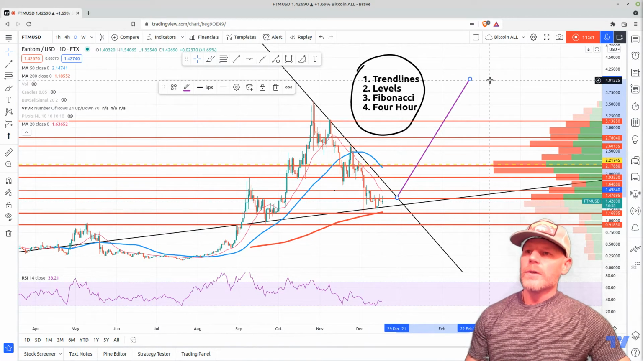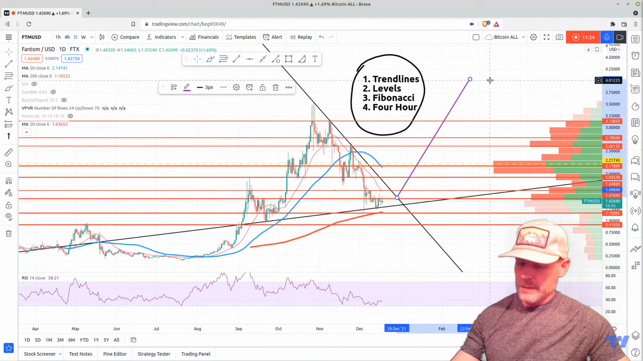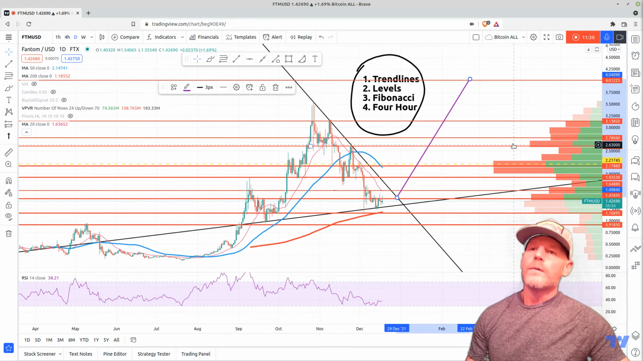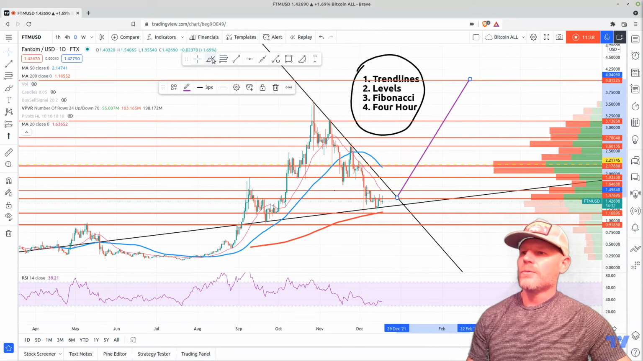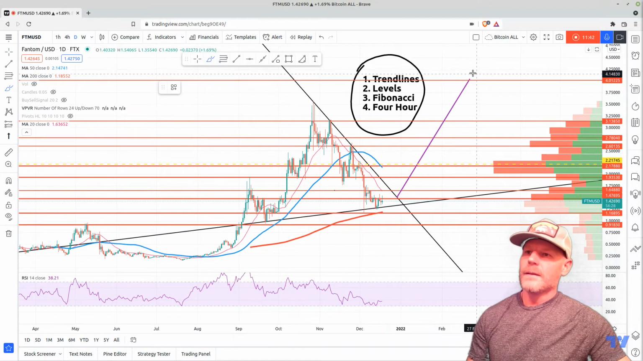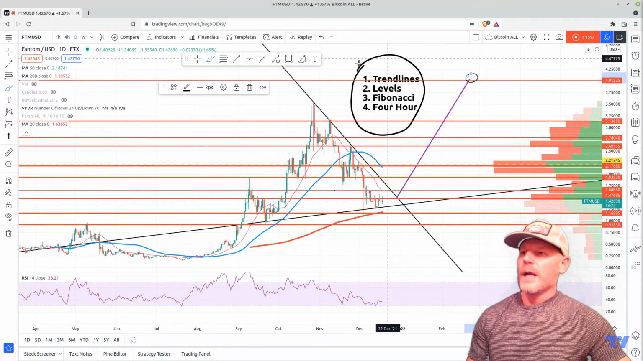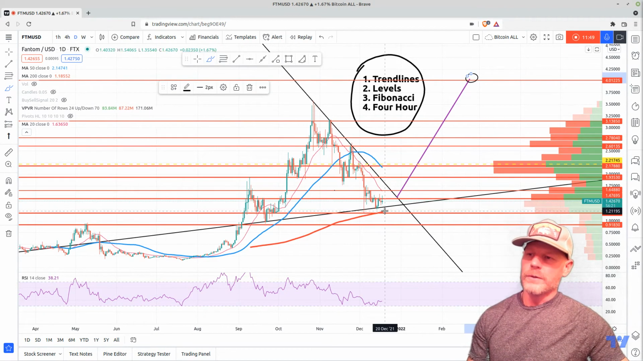All right, so then our target becomes $4. All right, that is a huge target on Fantom. So somewhere in there is our target, $4. And that's what you're aiming for when you enter this trade.